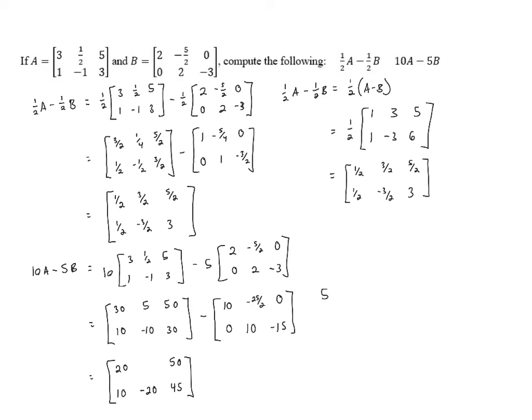So we've got 5 minus negative 25 halves. We know that subtracting a negative is the same as adding a positive, and we want these to be fractions. So 5 over 1 plus 25 halves. The LCD is 2, so this becomes 10 halves plus 25 halves, which gives us 35 halves in the end. So this is the resultant matrix for the problem 10A minus 5B.